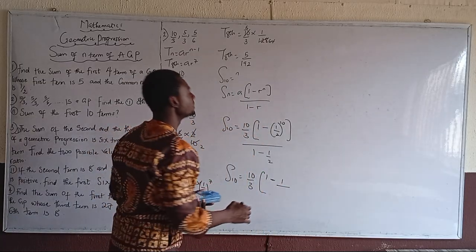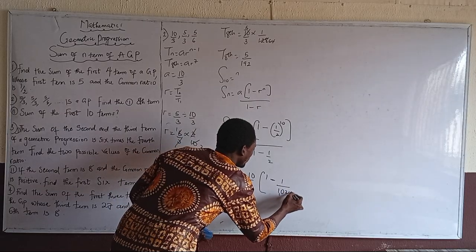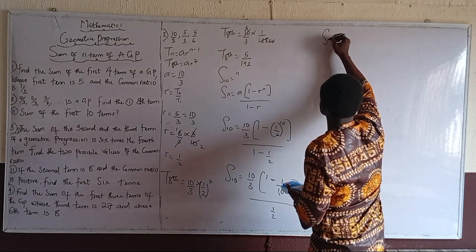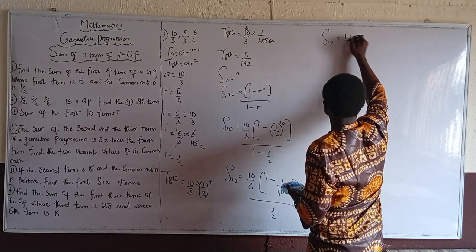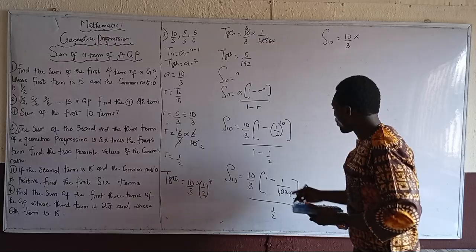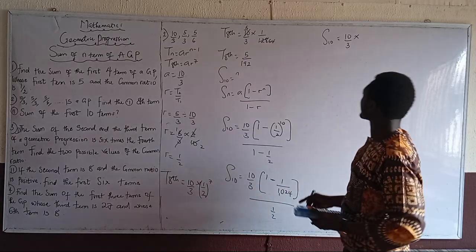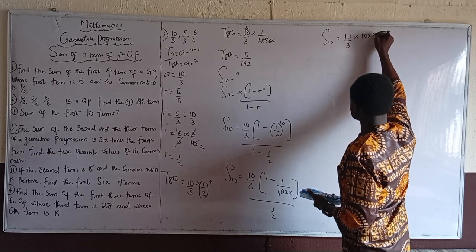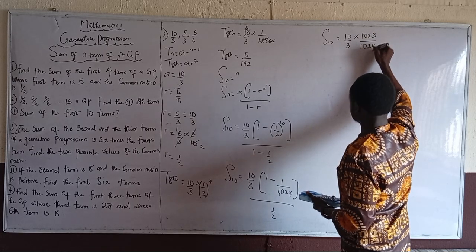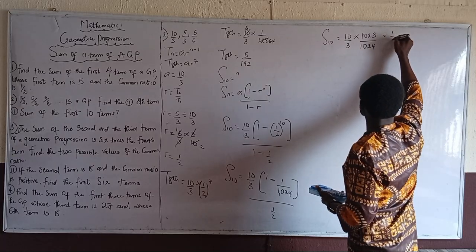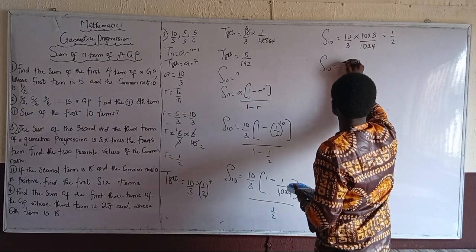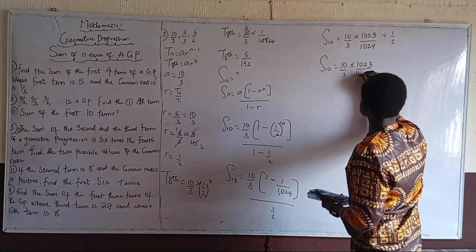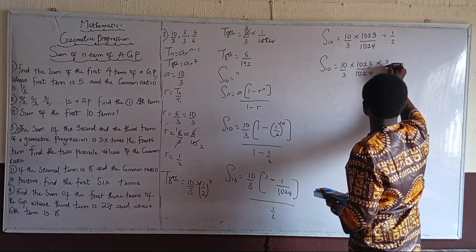2 raised to power 10 is 1024. Then divided by 1 minus half, which is half. So the sum of the first 10 terms is 10 over 3 multiplied by 1 minus 1 over 1024, which gives 1023 divided by 1024, then divided by half. So S10 is 10 over 3 times 1023 divided by 1024, then times 2 over 1.